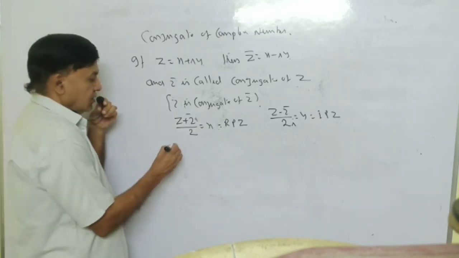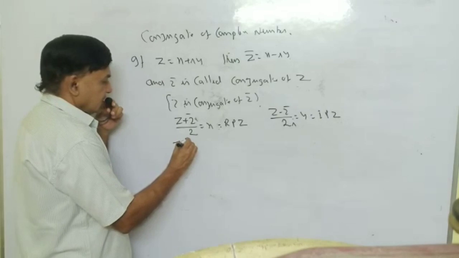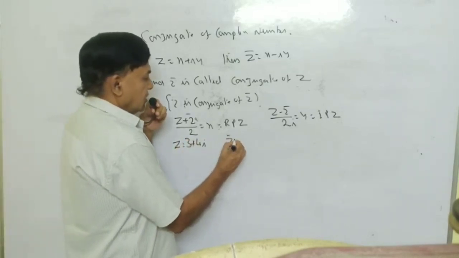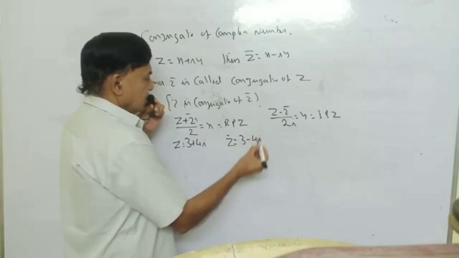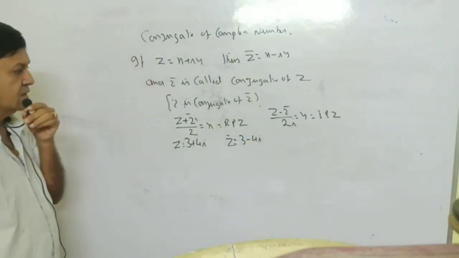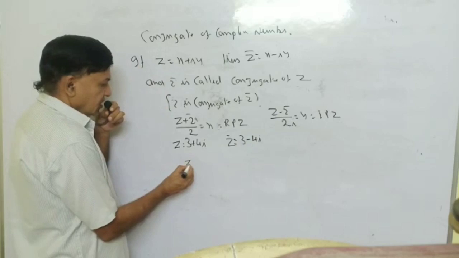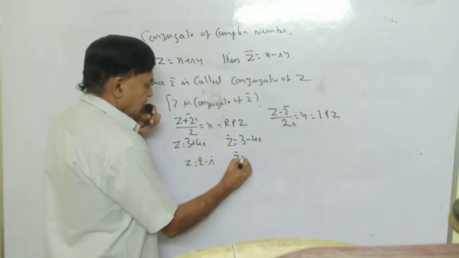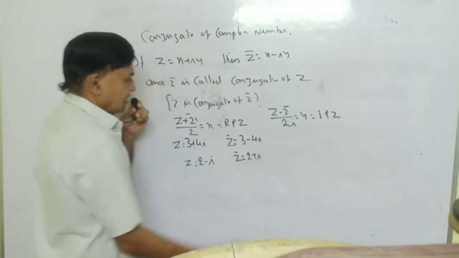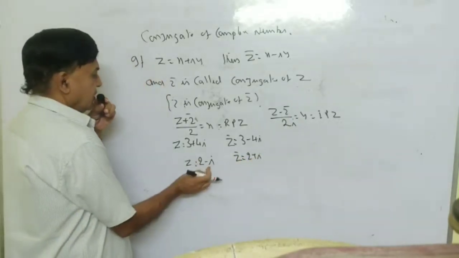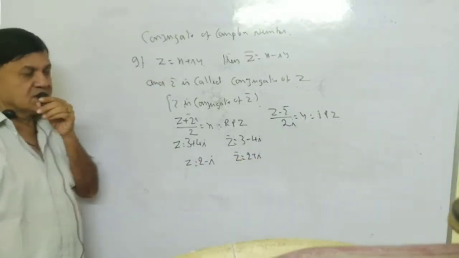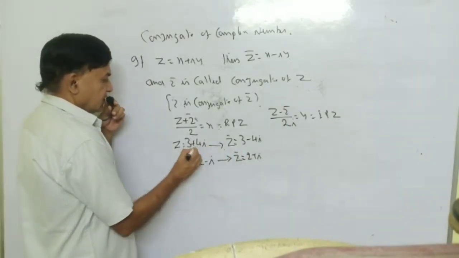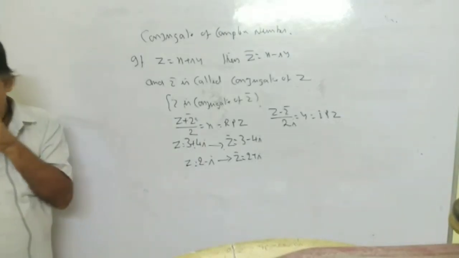For example, let us consider z is equal to 3 plus 4i. What is z bar? Z bar is equal to 3 minus 4i. What if z is equal to 2 minus i? What is z bar? 2 plus i. So if a plus ib, you should consider a minus ib.